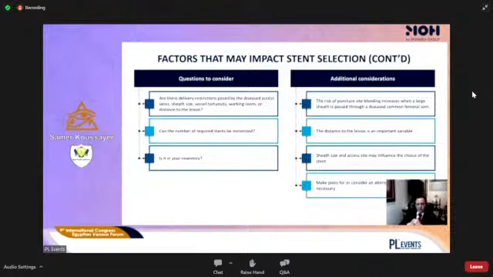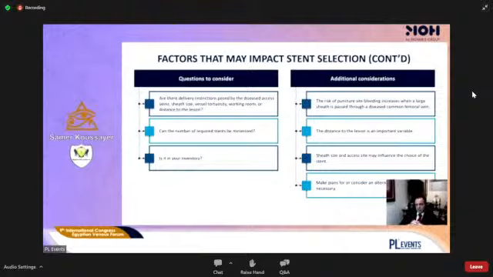Another question: are there delivery restrictions caused by the disease, access vein, sheath size, vessel tortuosity, working room, or distance to the lesion? Can the number of required stents be minimized? The fewer stents the better, because there is less overlapping and fewer problems. Is it in your inventory? Do you have this kind of stent? What inventory do you have? The risk of puncture site bleeding increases when a large sheath is passed through a diseased common femoral vein. So you have to keep in mind when you choose the size of the sheath and the stent. The distance to the lesion is important. Then you may have to go from the popliteal or even from the tibial vein if you are dealing with a lesion close to the common femoral vein.